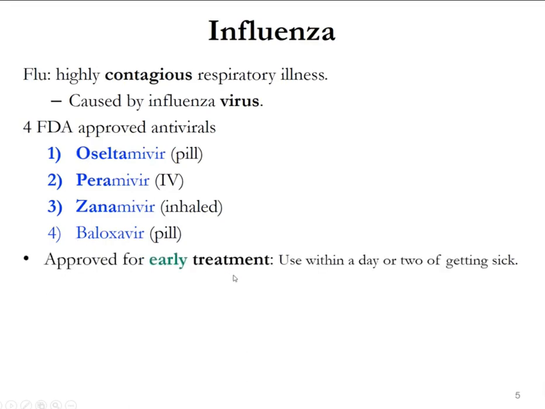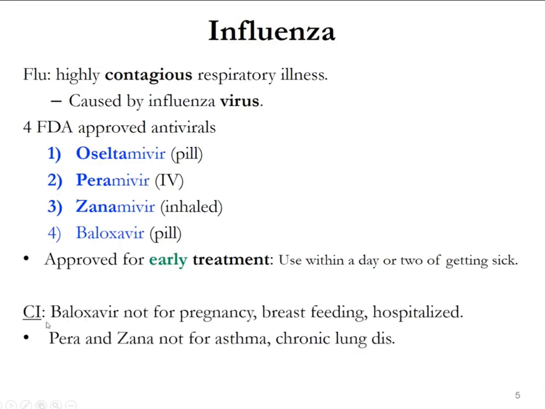Approved for early treatment, used within a day or two of getting sick. So there are contraindications. The fourth one, baloxavir, is not for pregnancy, breastfeeding, or hospitalized patients. Then the second, peramivir, and the third one, zanamivir, are not for asthma or chronic lung diseases. But the most commonly prescribed and used drug is oseltamivir. So that's the prototype drug we are going to learn today.